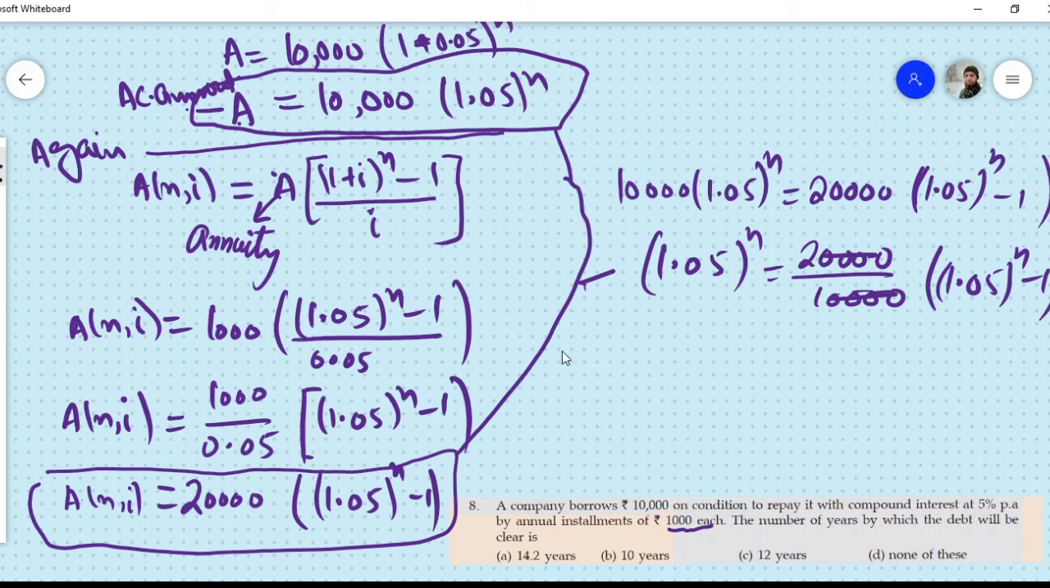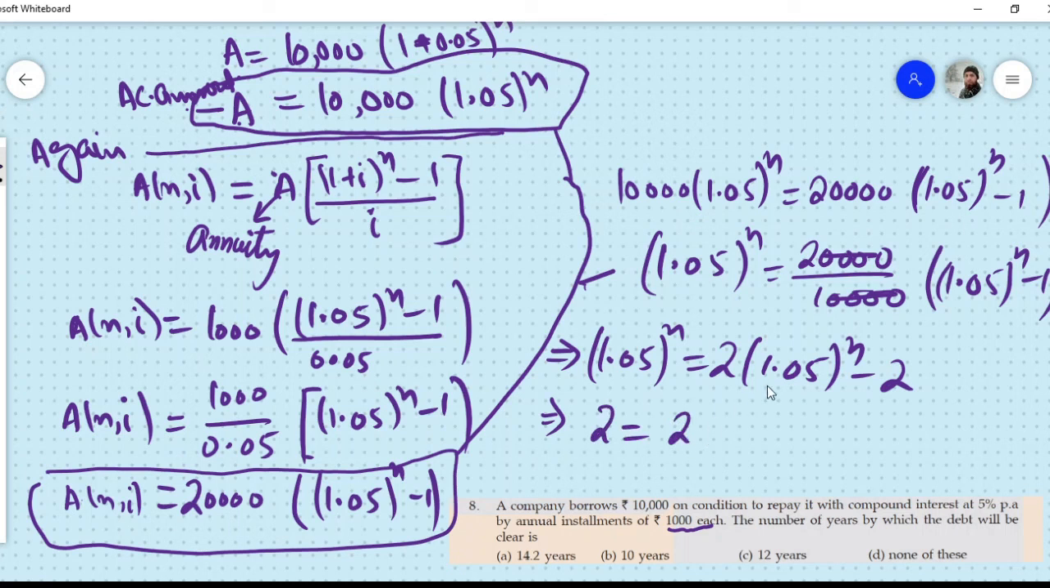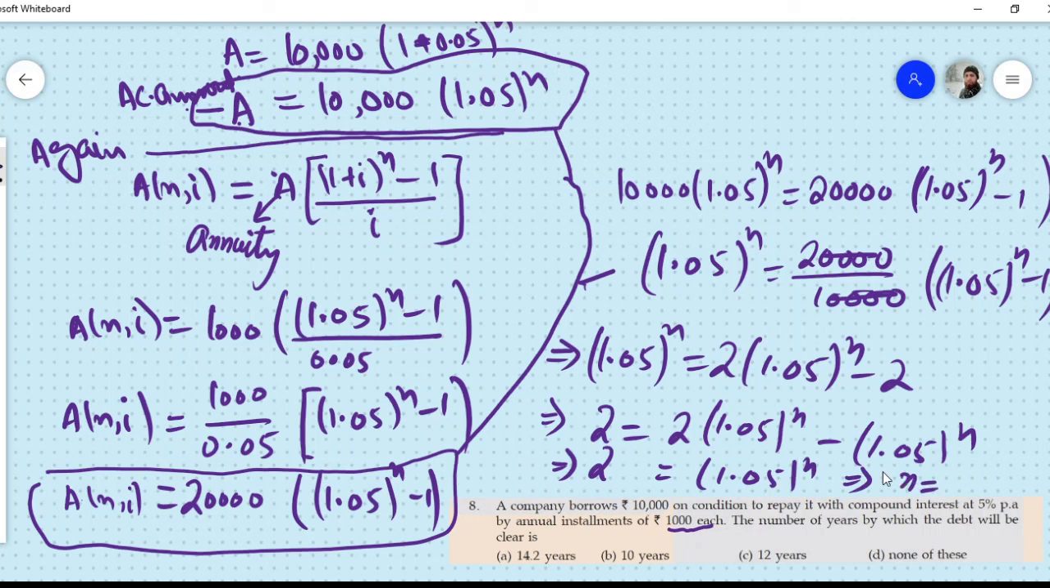Now we will rewrite this as 1.05 power n equals 2 times 1.05 power n minus 2, because this was multiplied by this. Now shifting terms to one side, 2 equals 2 times 1.05 power n minus 1.05 power n. These are 2 times this and 1 time, so it will simply be equal to 1.05 power n.